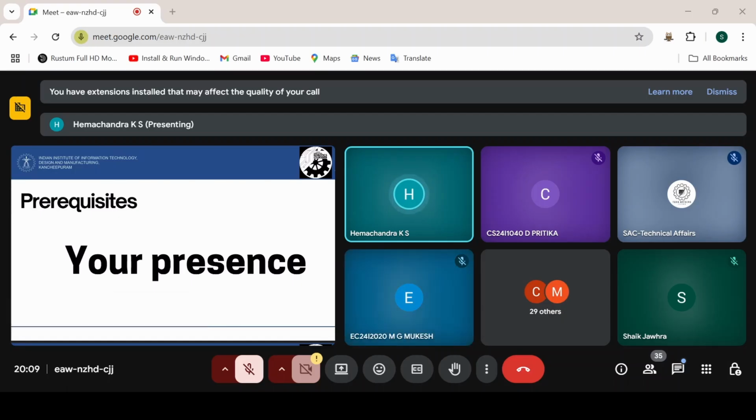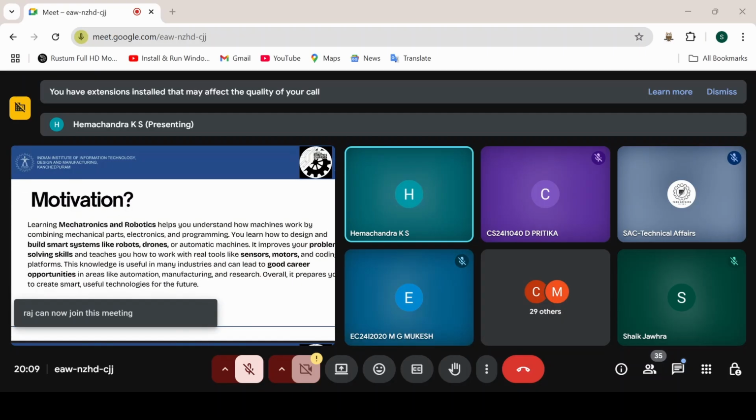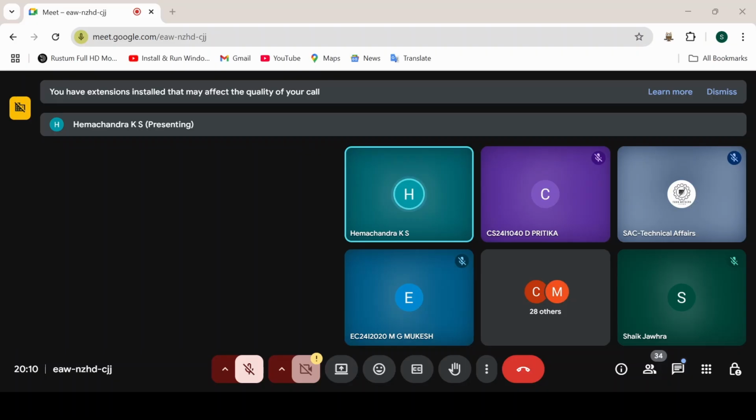To start, the most required thing is your attention. The motivation of this presentation is to give you an introduction regarding robotics and mechatronics. What you'll be learning is how to build smart systems like robots and drones. It improves your problem solving skills, and you'll also learn to use tools like sensors, motors, Arduinos, and software like ROS, and some mechanical concepts.